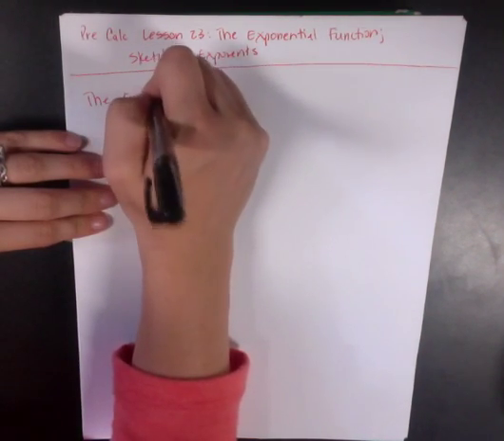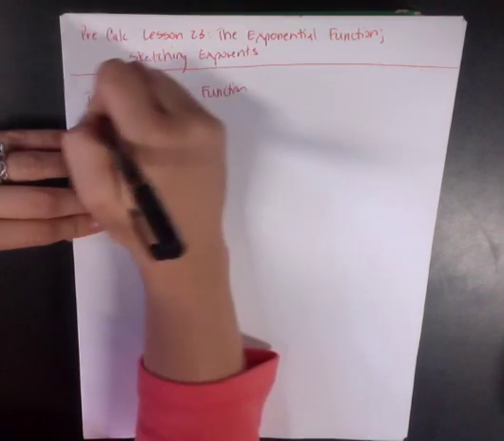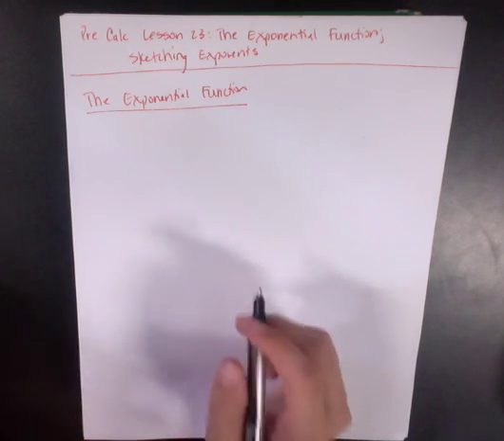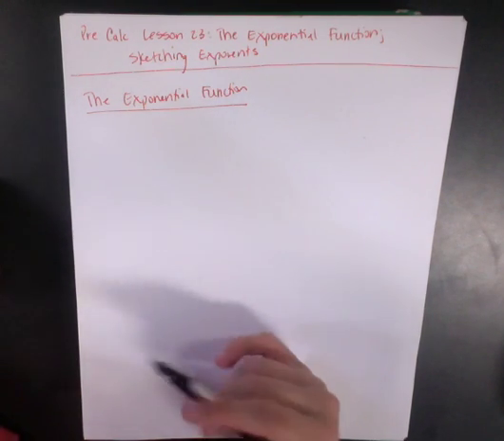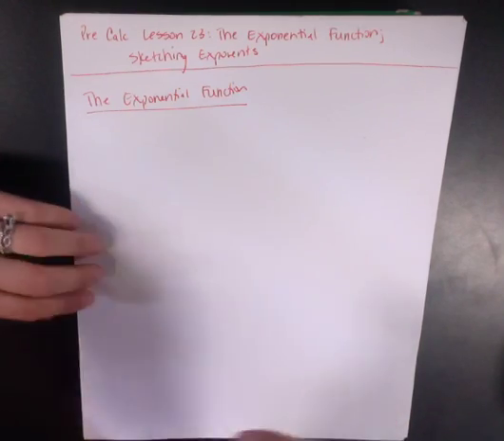So the exponential function. If we have an exponential function, people say things like that increases exponentially, means it gets bigger and bigger really fast or smaller and smaller really fast, okay?